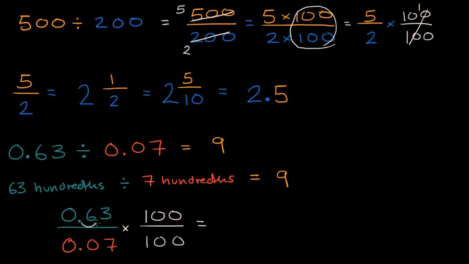So this would be equal to 63 hundredths times 100. Well, we would move the decimal 2 to the right. This is going to be equal to 63 over 7 hundredths times 100. Once again, we move the decimal 2 to the right. This is going to be 7. So 63 divided by 7, once again, that is going to be equal to 9.